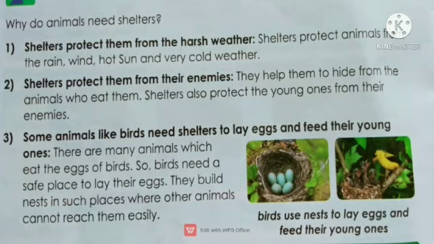Some animals like birds need the shelter to lay the eggs and feed their young ones because there are many animals which eat the eggs of the birds. So birds need a safe place to lay their eggs. They build a nest in such a place where other animals cannot reach them easily, far away so that other animals cannot reach there to eat their eggs.